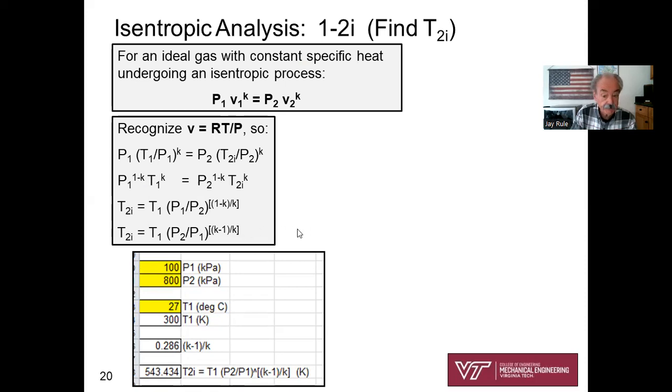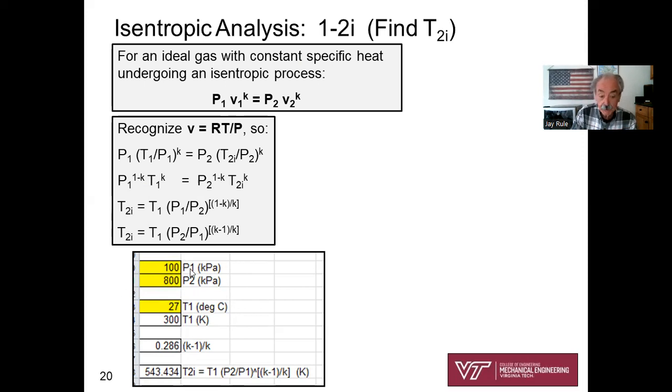You should be able to get to that without depending on a formula sheet for this formula. If you put this on your formula sheet, you've got to add some words to it. That is: isentropic process, ideal gas, constant specific heat. Okay. All right, well, let's do the math.